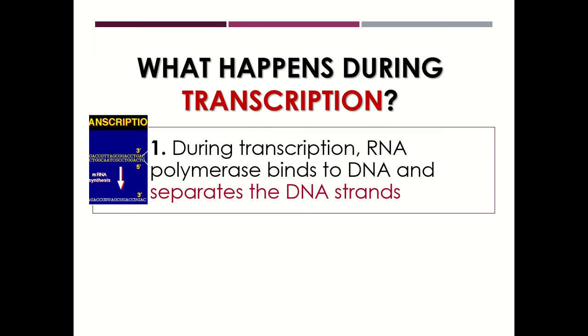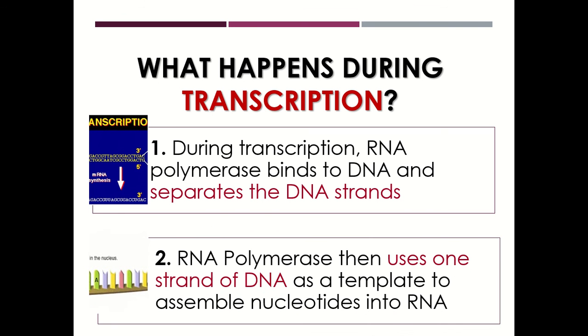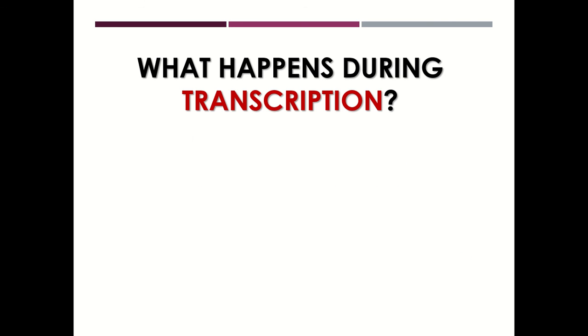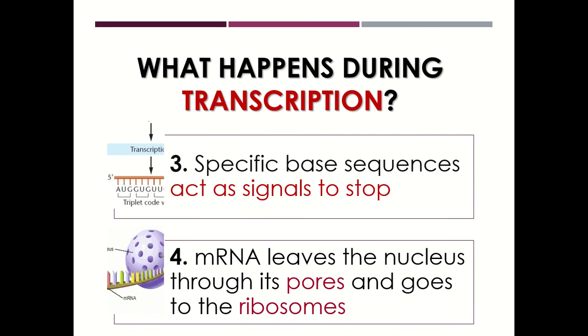Okay, so what happens during transcription? During transcription, RNA polymerase binds to DNA and separates the DNA strand. Second, the RNA polymerase then uses one strand of DNA as a template to assemble nucleotides into RNA. And third, specific base sequences act as a signal to stop. And the mRNA leaves the nucleus through its pores and goes to the ribosome.